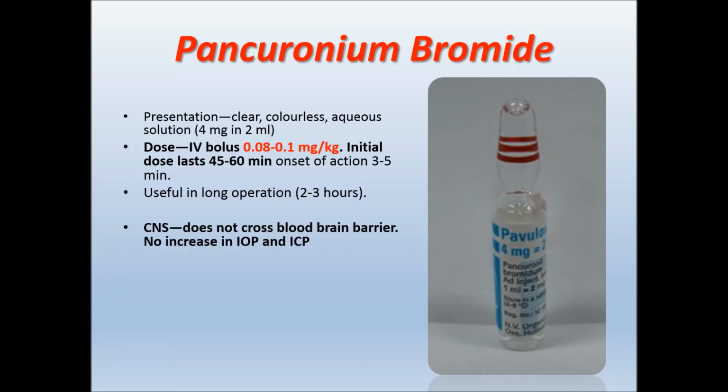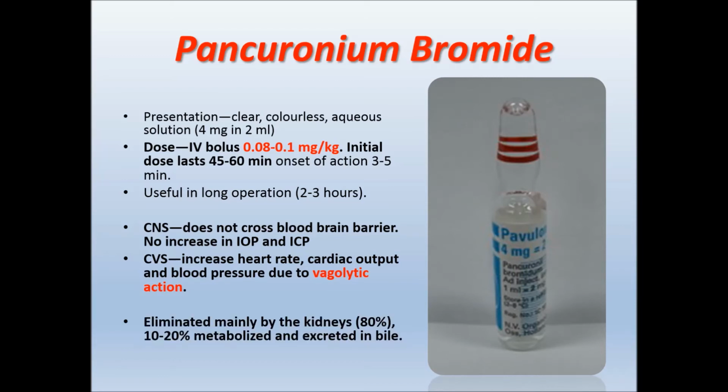Useful in lung operation. It does not cross the blood-brain barrier and does not increase the intraocular pressure and the intracranial pressure. CVS: increases in the heart rate, cardiac output and blood pressure due to vagolytic action. Elimination mainly by the kidney 80%, 10 to 20% metabolized and excreted in bile.